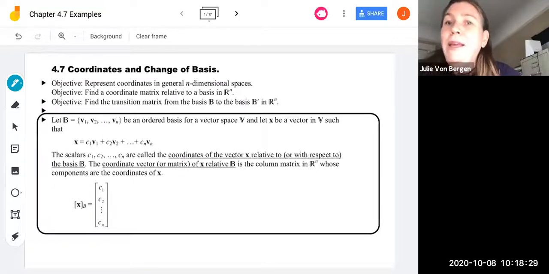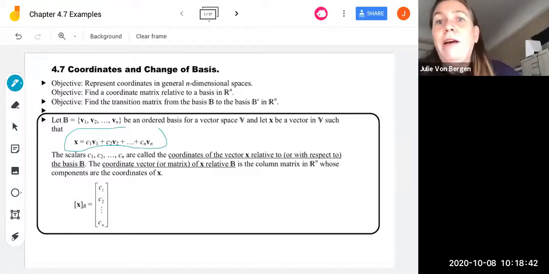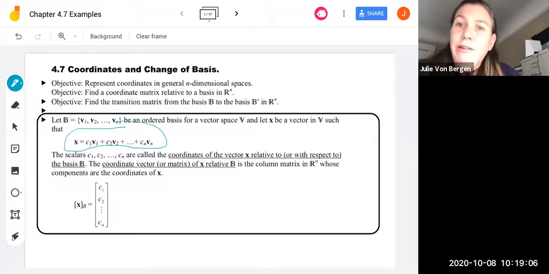So we're going to let B equal an ordered basis of v1 through vn of vectors for a vector space V. And we're going to let x be a vector in V such that x is comprised of scalar multiples of each vector v, so c1 v1 added through cn vn. So these scalars c1 through cn are called the coordinates of the vector x relative to, or with respect to, the basis B. And the coordinate vector or matrix of x relative to B is the column matrix in Rn whose components are the coordinates of x.